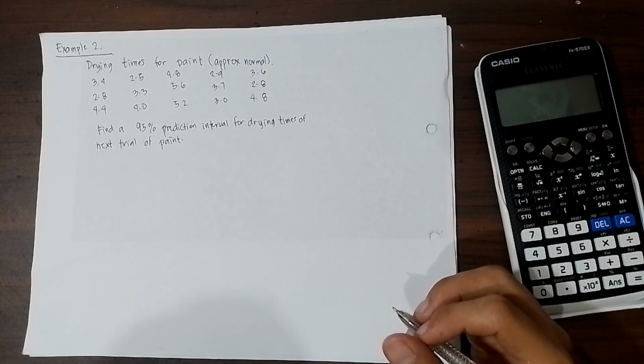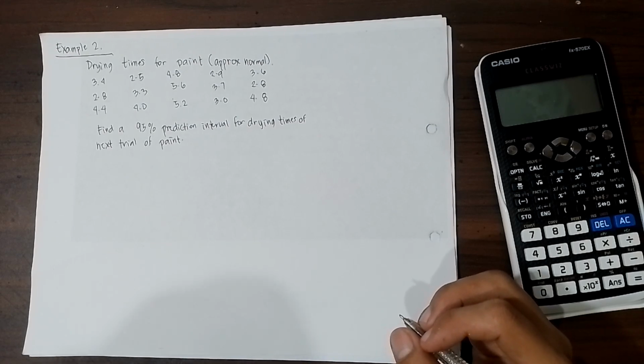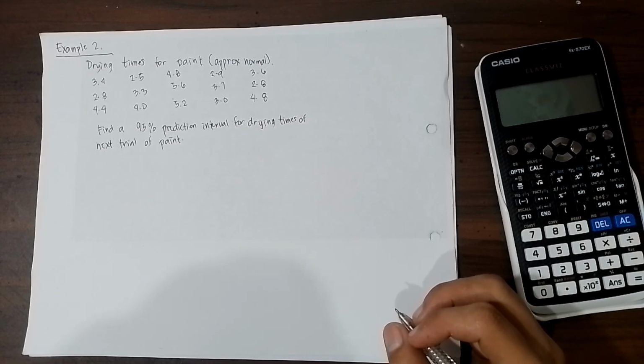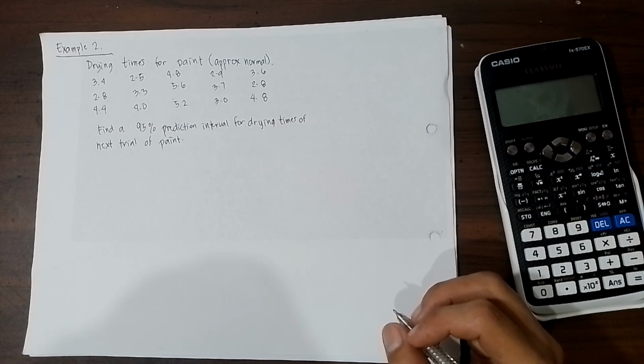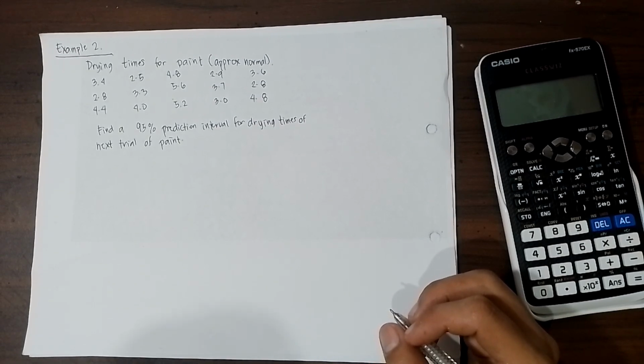Example 2. Paint drying time follows an approximately normal distribution. The given points are 3.4, 2.8, 4.4, 2.5, 3.3, and so on. Find a 95% prediction interval for the drying time of the next trial of paint. Since sigma is unknown and our n is not large, we are going to use s and calculate s and x bar, our sample mean. So we are going to use the second formula.